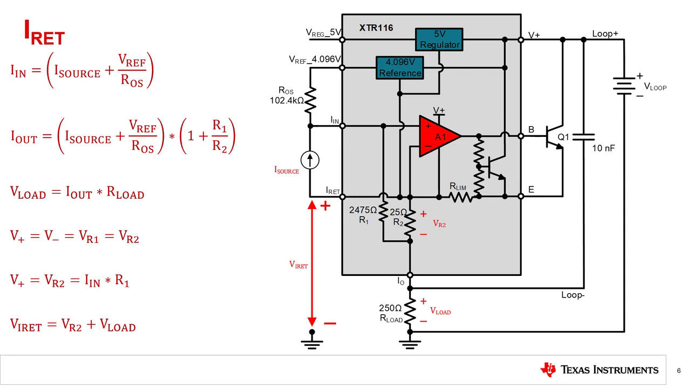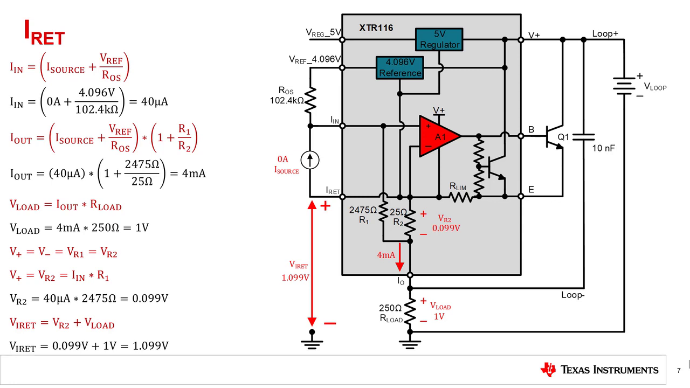Let's go through some examples using the equations we derived earlier. This example will use an ideal current source for the input to the transmitter. If the current source is set to 0 amps, and an offset current of 40 microamps is sourced from the reference, the total current input to the transmitter is 40 microamps. The voltage level at the I-return pin is the sum of the voltage across the R2 resistor and the load. To get the voltage level across the R2 resistor, multiply IN by R1 to get 0.099 volts.